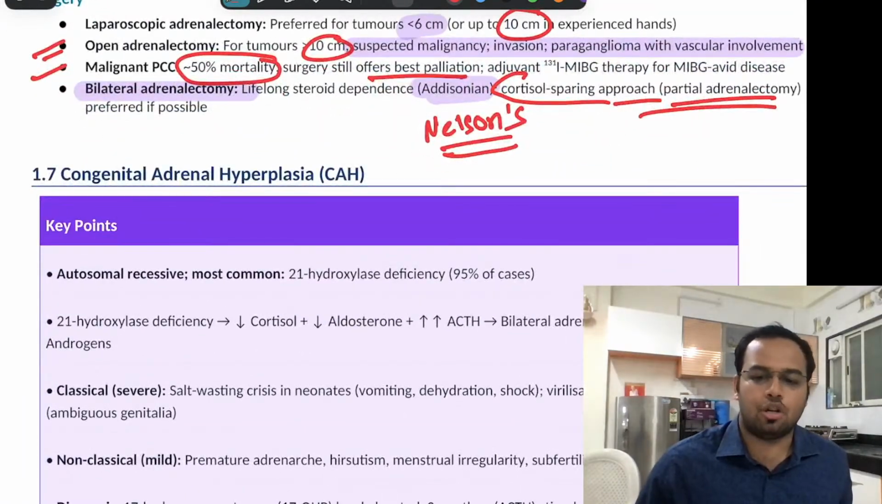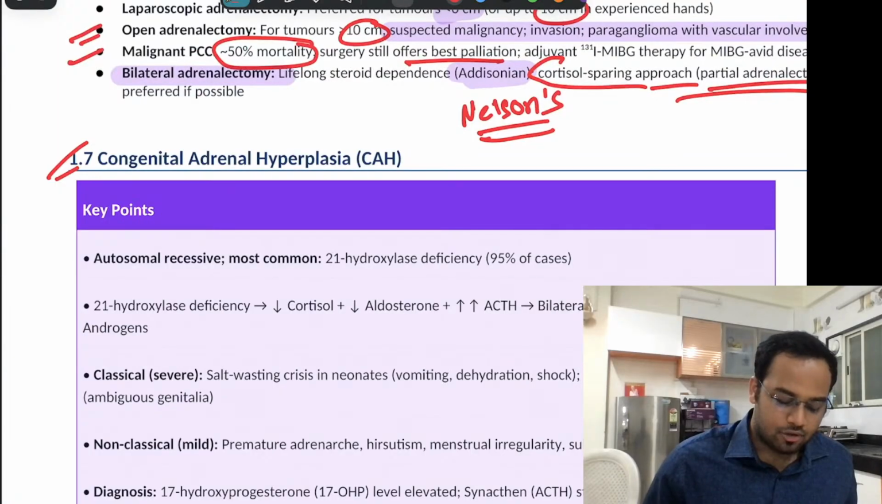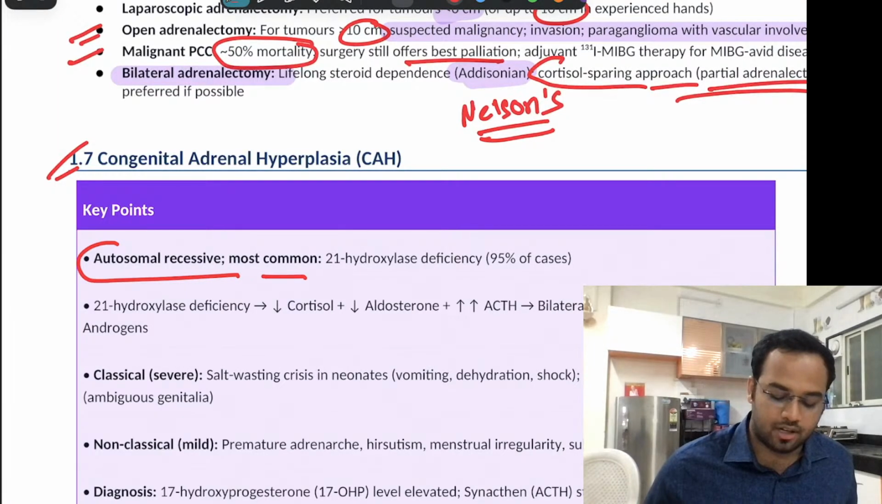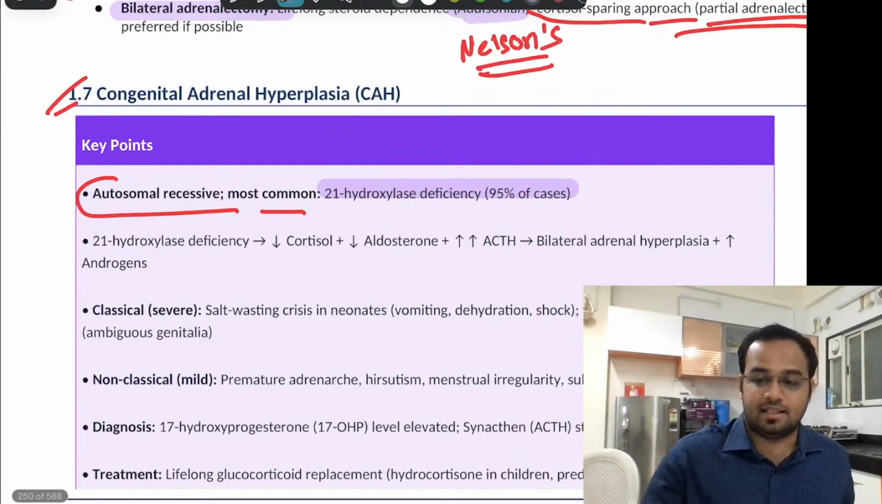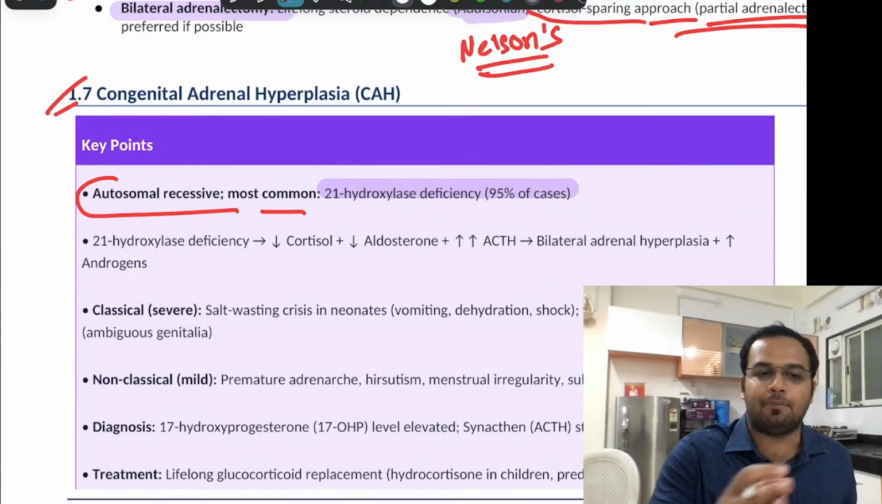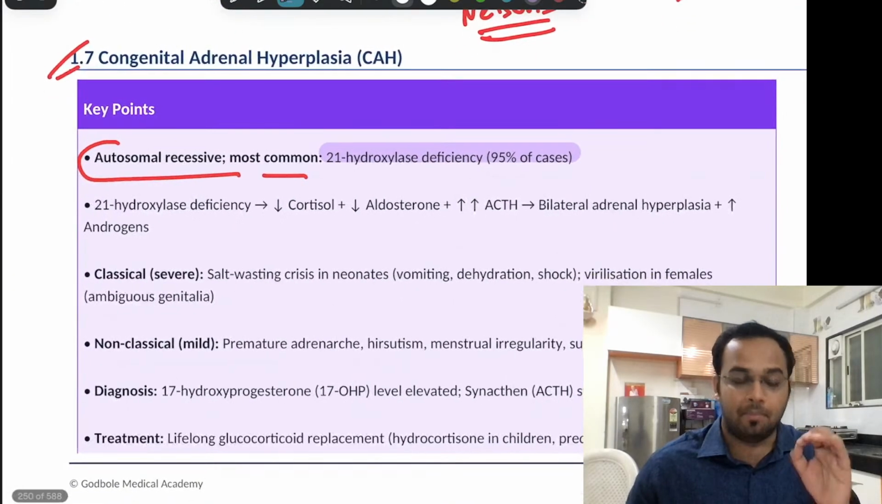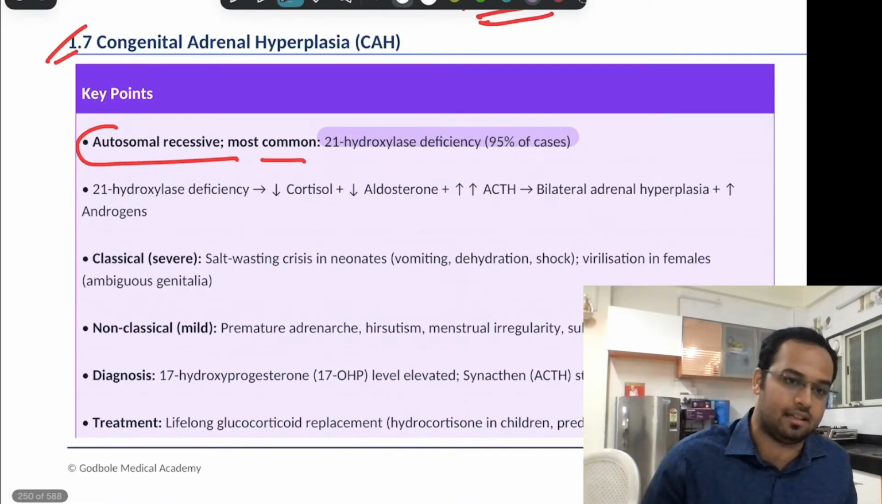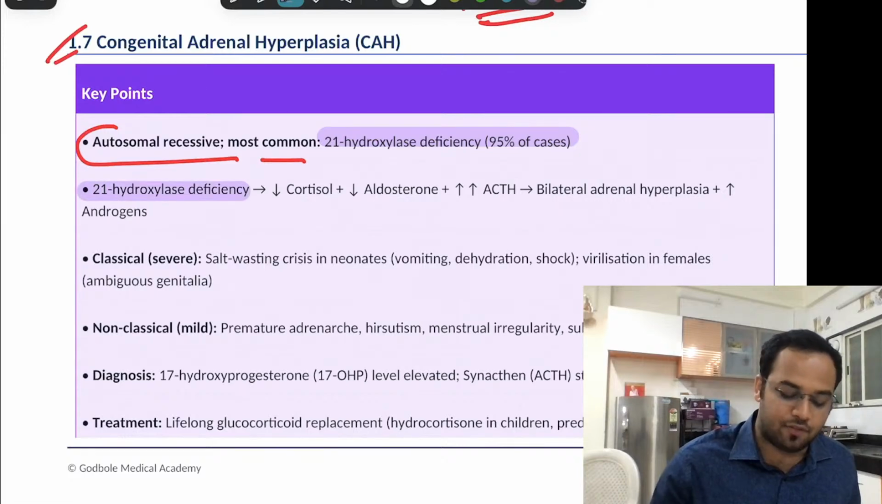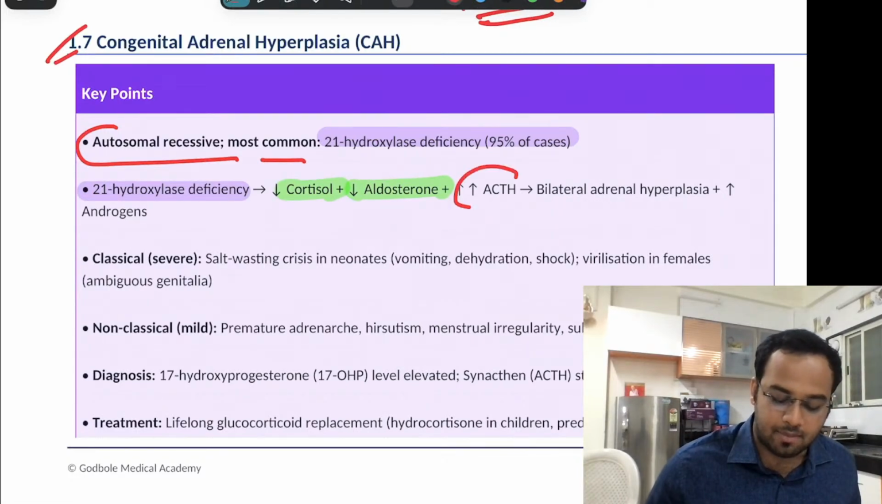So now there is a small topic of congenital adrenal hyperplasia. It is an autosomal recessive, most common disorder. Problem क्या रहता है? 21 hydroxylase deficiency in 95% of the cases. It is typically explained properly in your pediatrics section, क्योंकि उधर तुम लोगों को different types of congenital adrenal hyperplasia based on the sex determination होता है. But basic point इधर क्या surgery के वास्ते you have to remember that 21 hydroxylase deficiency, patient को cortisol कम होने वाला है, aldosterone भी कम होने वाला है, and ACTH will be very much high.